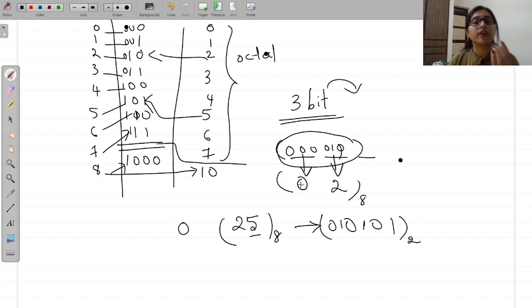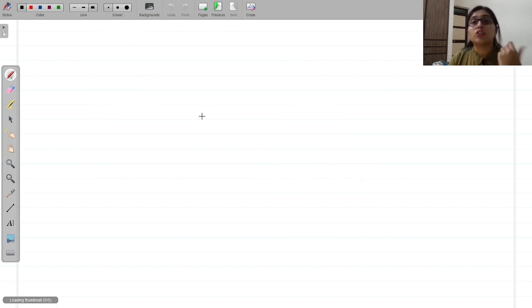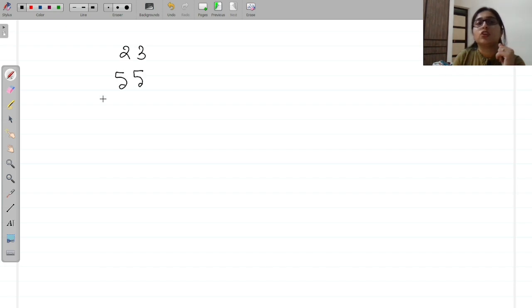So now we understood why we are grouping 3 binary bits, because this is the reason. Up to 7 you have this 3-bit representation of the binary. Now we will see the octal addition. Suppose you have 23 and 55. You have to add this in octal.